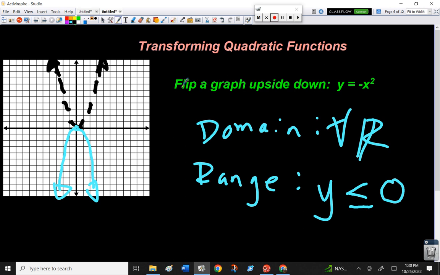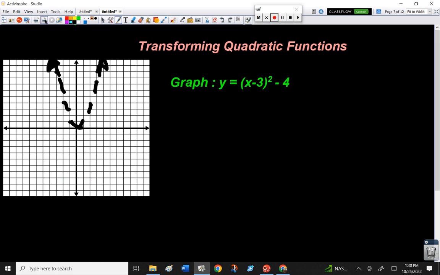All right, the next couple of graphs, ladies and gentlemen, I want you to pause the video and then graph it. Give me the domain and the range, then unpause it and see if you got it right. If you didn't, just redraw it. Go ahead. All right. Hopefully you paused the video, ladies and gentlemen.